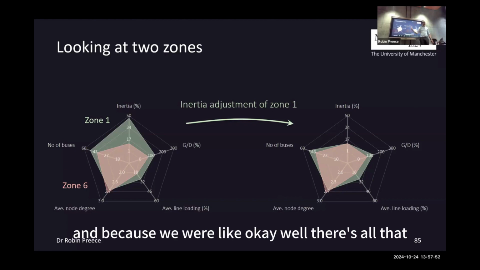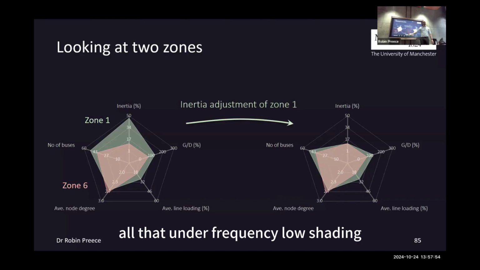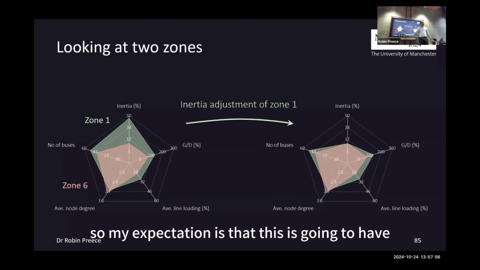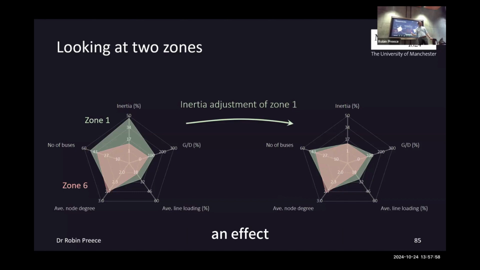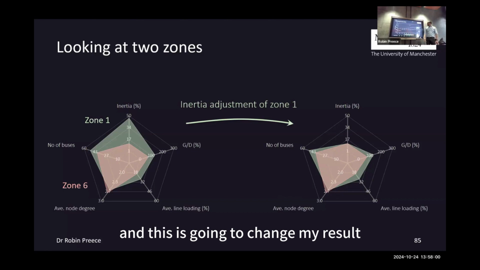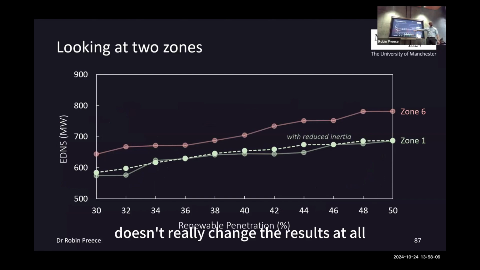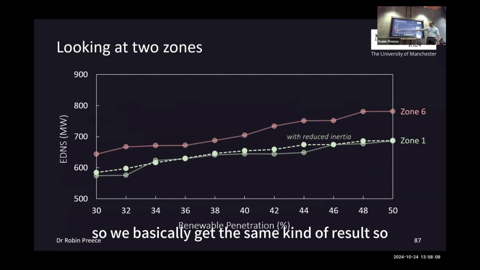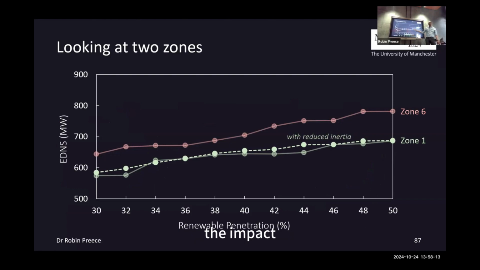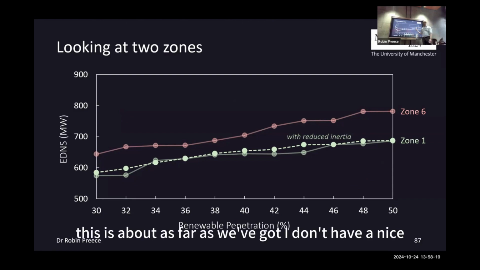Because there's all that under-frequency load shedding, my expectation is that this is going to have an effect and change my result. So then we run it, and this is what the results were before. And when we reduce the inertia, it doesn't really change the results at all. So we basically get the same kind of result. So the impact isn't that dependent on the inertia. So this is about as far as we've got.